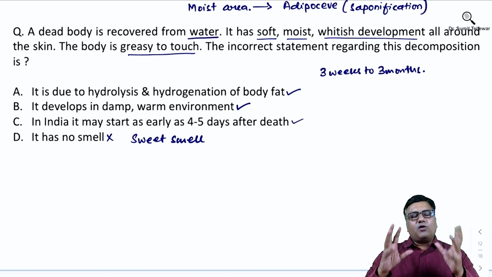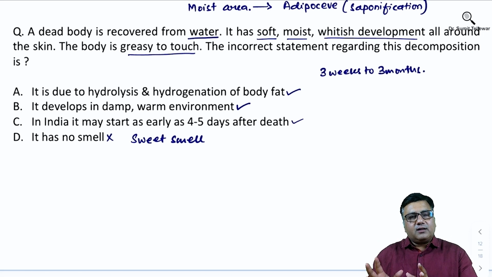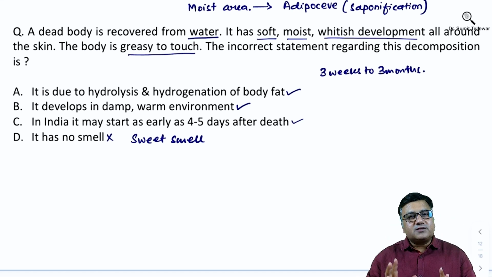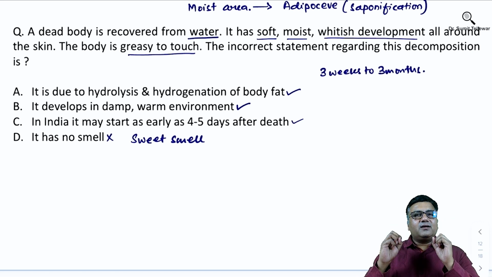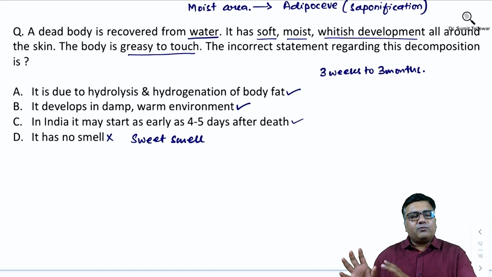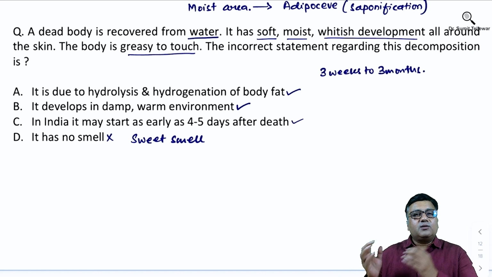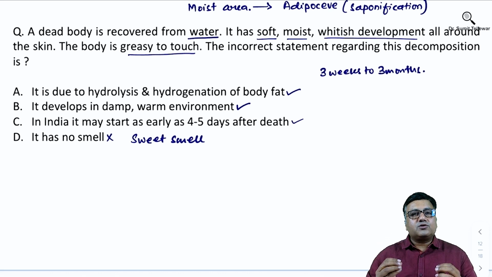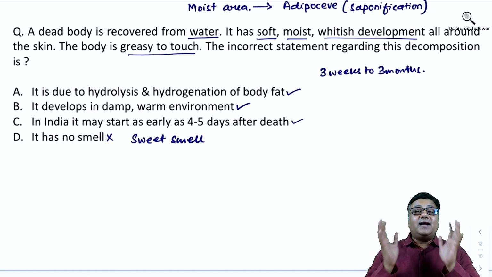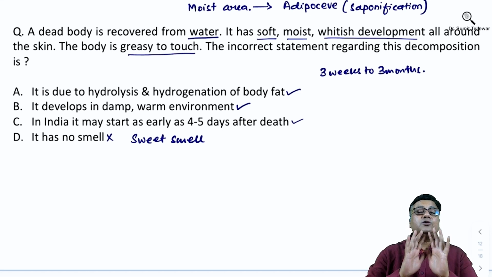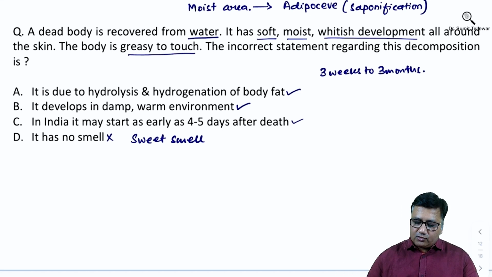In warm and moist environment, the body may develop adipocere. Adipocere has sweet smell, and in dry environment where the air is completely dry, devoid of any moisture, like in deserts, the body may decompose by rapid dehydration because the dry air is picking up the moisture away from the body. That decomposition is called as mummification. Mummification has no smell. Okay, so remember this point.